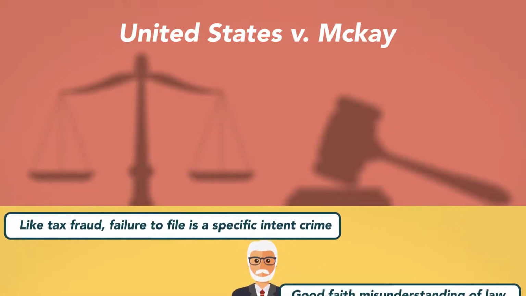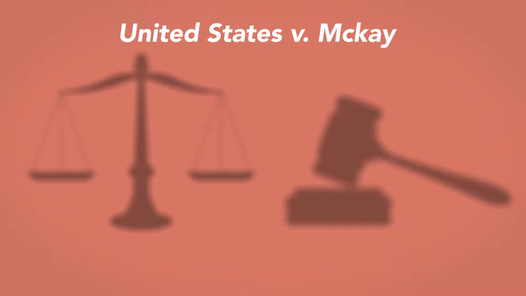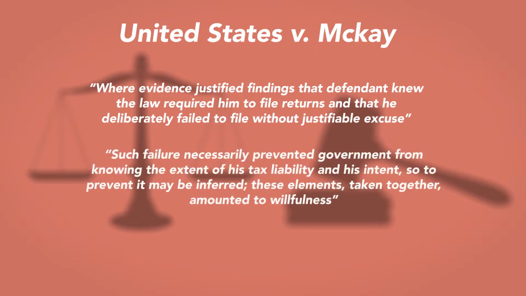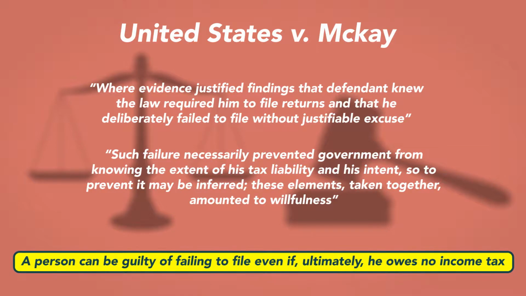From a Seventh Circuit case, United States v. McCabe: "Where evidence justified findings that the defendant knew the law required him to file returns, and that he deliberately failed to file without justifiable excuse, such failure necessarily prevented the government from knowing the extent of his tax liability, and his intent may be inferred. These elements, taken together, amounted to willfulness." Moreover, a person can be guilty of failing to file, even if, ultimately, he owes no income tax.